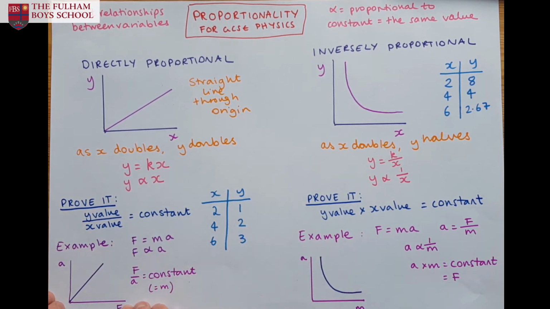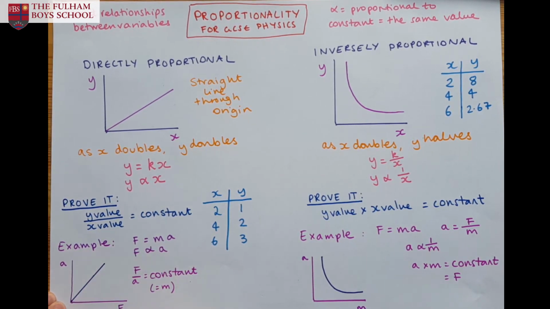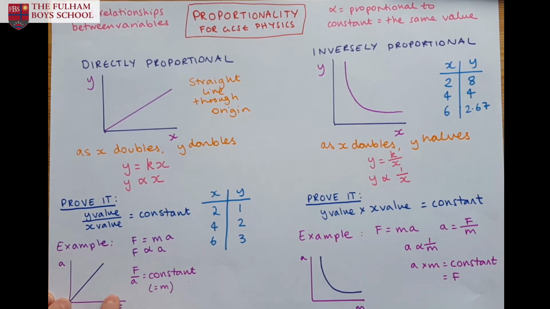Now, an example of this would be Newton's second law. Force is mass times acceleration. This shows us that force is proportional to acceleration. If I change the force, the acceleration will change. If I plot a graph of that, I get a straight line through the origin. Again, it doesn't matter about the gradient of the line, so long as it's a straight line through the origin, meaning that force divided by acceleration is always a constant. And in this case, the constant is mass.